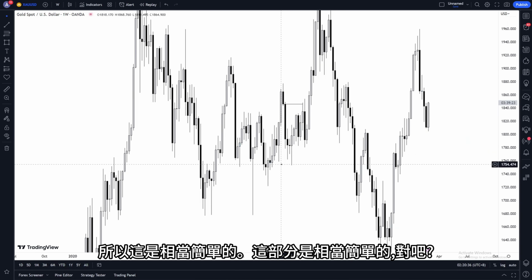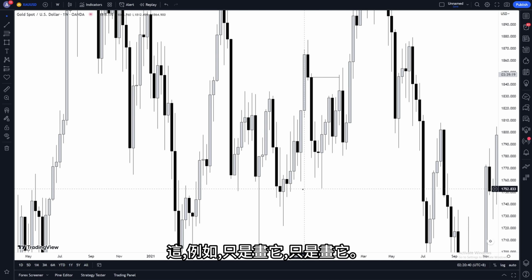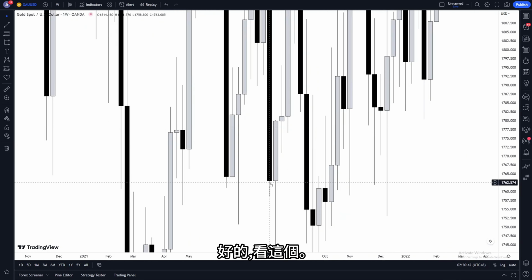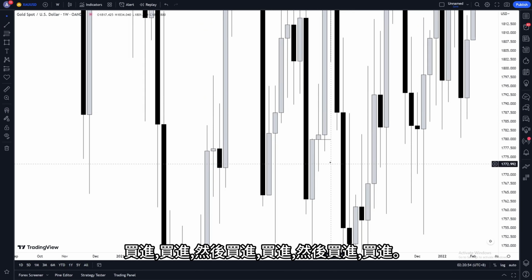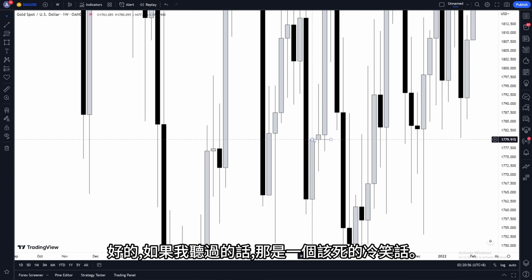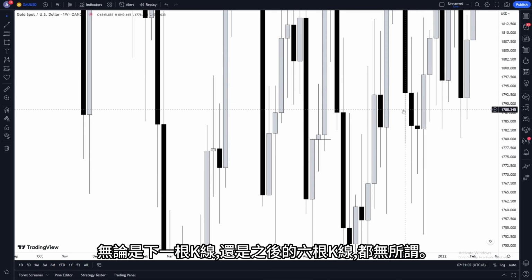So this part is pretty simple, right? This, for example, just draw it. Look at this. Sell, buy. This is support. Buy, buy, buy. Buy, in between kissing candles. The next candle comes in and touches and goes. Whether it's the next candle or 6 candles after that, doesn't matter.